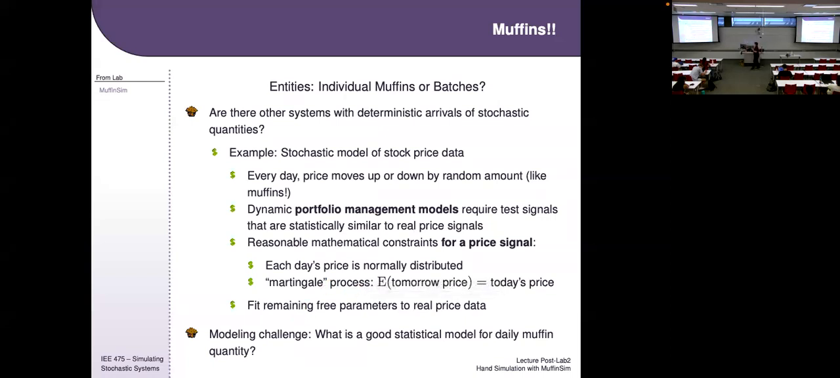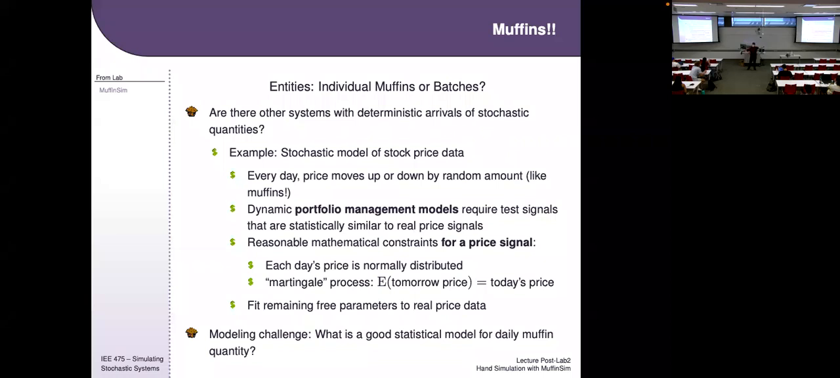And with that, hopefully you've got a fictitious but realistic price signal that you can test a bunch of your different portfolio management models on, to see how well some of them win and some of them lose. So that's an example where the modeling process of modeling the price changes is not really any different than the modeling challenge of modeling how many muffins arrive. So I got 3 muffins arrive yesterday. The next day, how many muffins arrive?